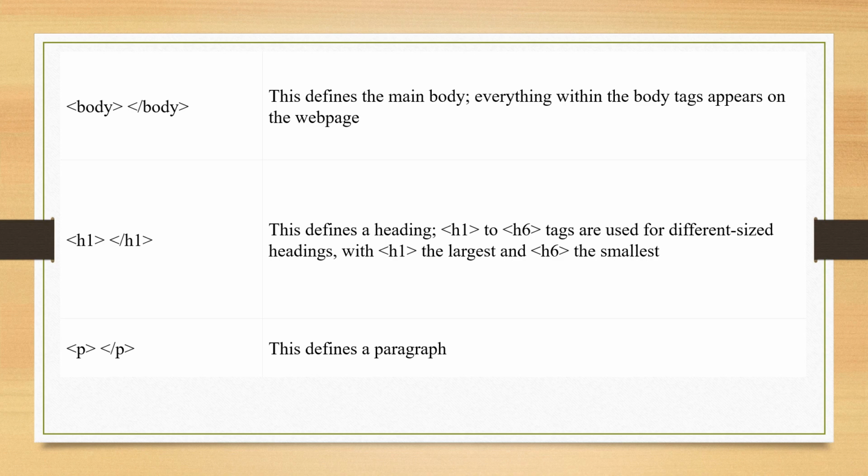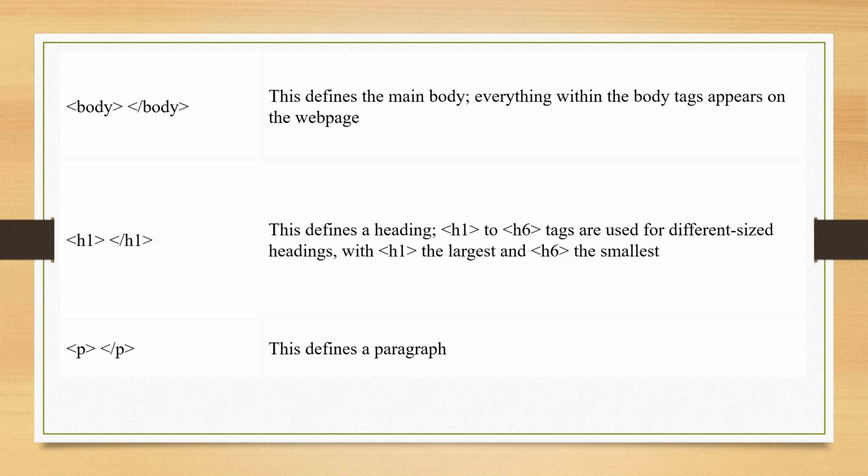After the head part comes the body tag. This defines the main body. Everything within the body tag appears on the web page. This body tag in HTML specifies the main content of an HTML document that appears in the browser. It contains headings, text, paragraphs, photos, tables, links, etc. The body tag must come after the head tag, or it must be inserted between the close head tag and close HTML tag. This tag is essential for all HTML documents and should only be used once throughout the document.